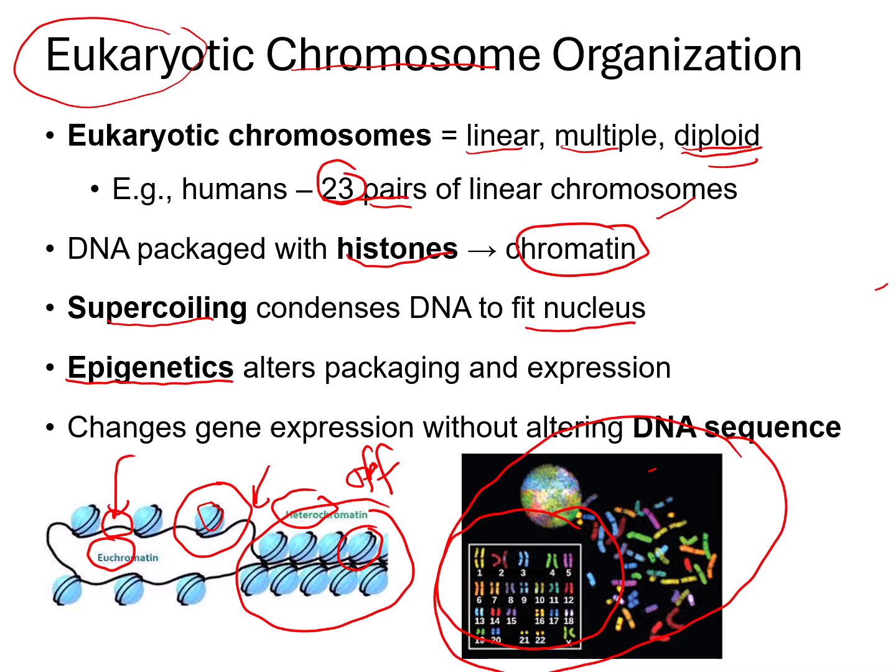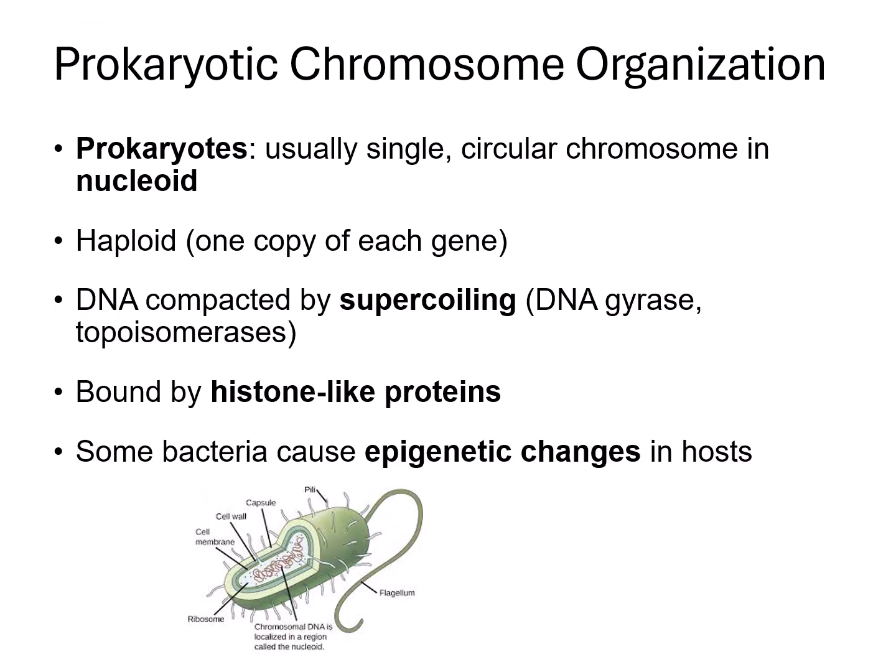And gene expression means that those DNA genes are going to be actively converted to messenger RNA through transcription and then translated into proteins. In contrast to eukaryotes, prokaryotes have a different type of organization of their chromosomes. They usually just have a single circular chromosome made of double-stranded DNA found in the nucleoid. Remember, prokaryotes do not have a nucleus.